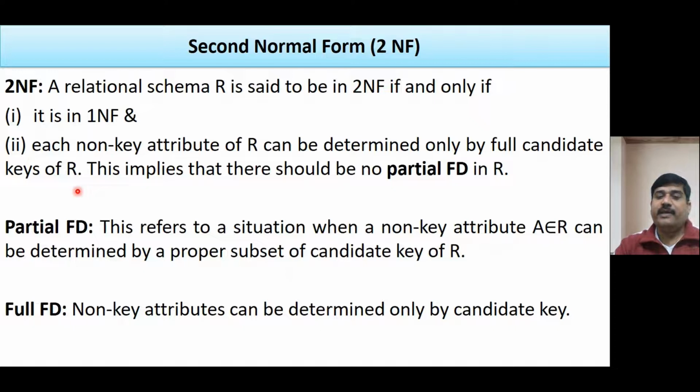If non-key attributes can be determined only by the full candidate key, this is called full FD. So in second normal form, all the non-key attributes are fully functionally dependent on the candidate key or super key. This is the definition of the second normal form.